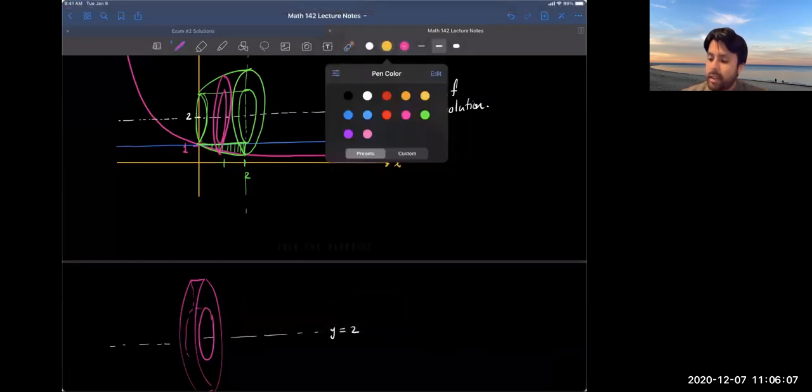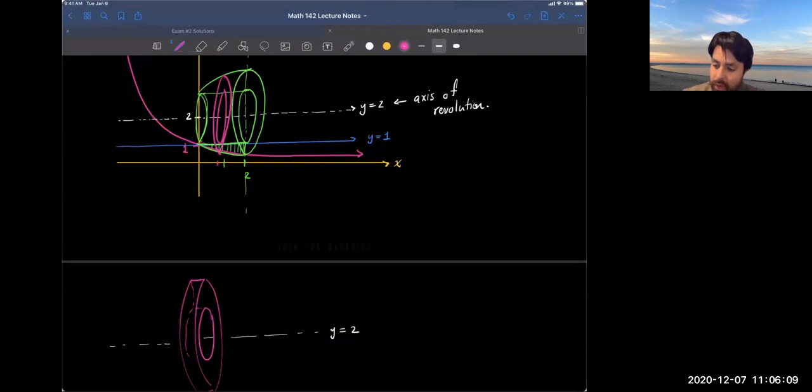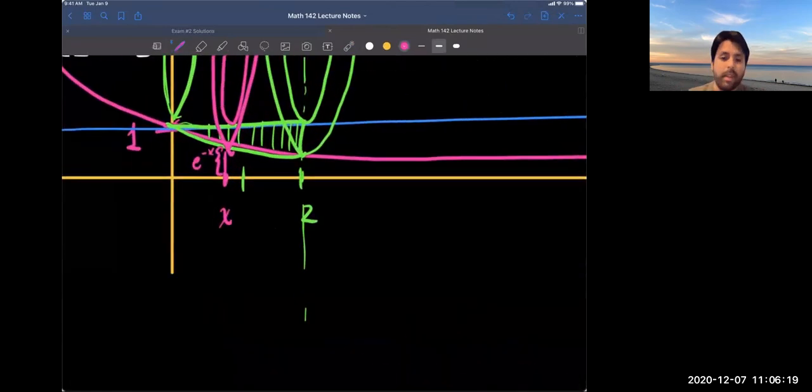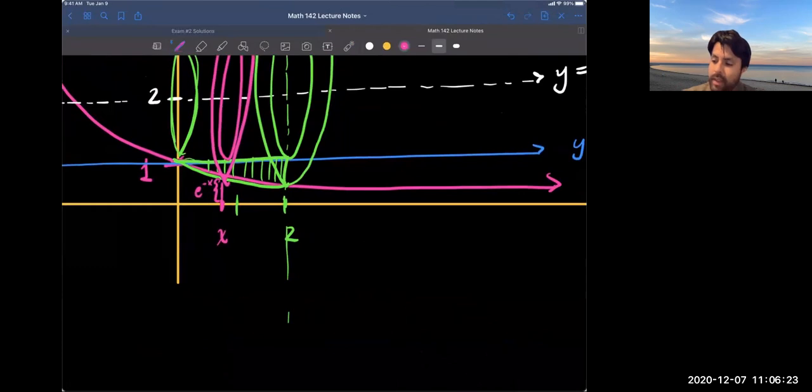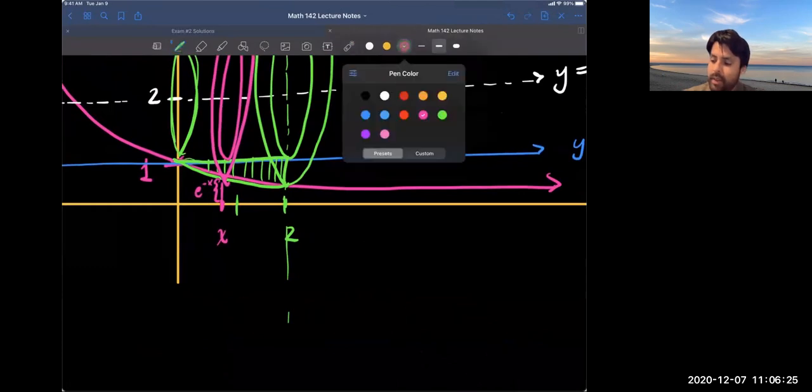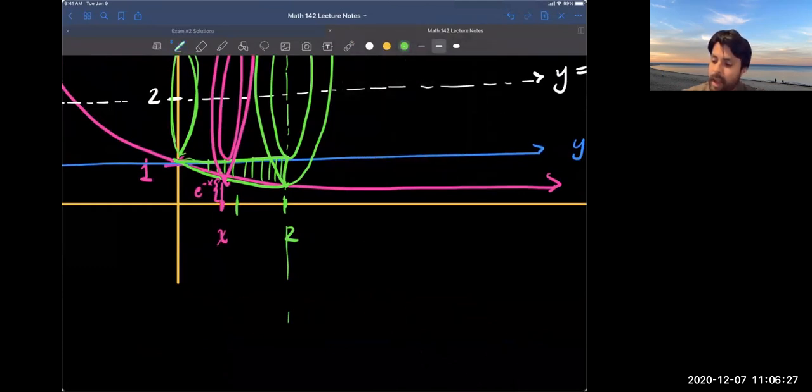Because what's the idea? The idea is that if I were to choose a particular x value, correct, then this distance right here would be exactly the y value associated with the function, which is e to the negative x, right? That will be that distance. But I want to figure out this distance instead, though. I want to figure out this distance here.